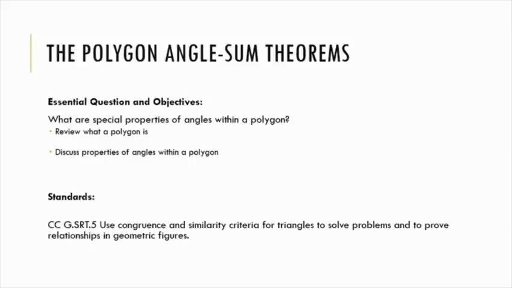Our essential question and objectives for this lesson: what are special properties of angles within a polygon? So we're going to review what a polygon is, and we're going to discuss properties of angles within a polygon. Our standards: use congruence and similarity criteria for triangles to solve problems and to prove relationships in geometric figures.